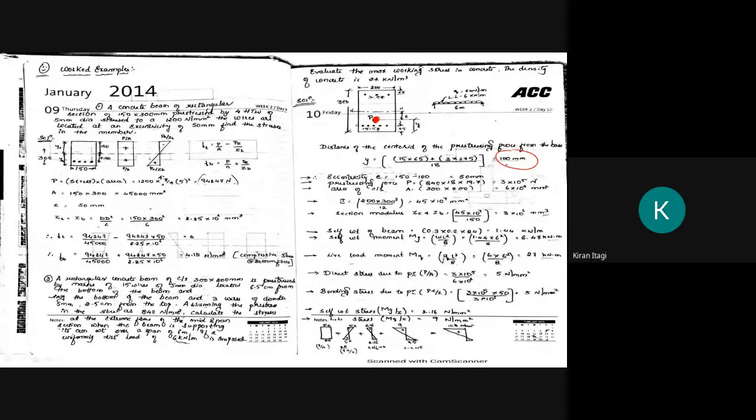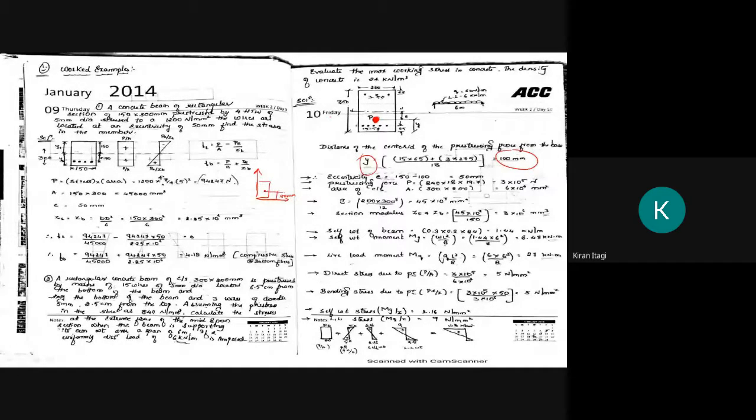So, and what is this 100 mm from where it is? From the bottom. Why from the bottom? We have taken the reference from the bottom. Okay. So the pre-stressing force will be 100 mm from the soffit, or the bottom fiber. Okay, this is how we calculate it.